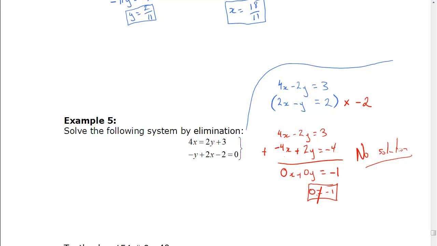So that's the 2 examples on elimination. Make sure you do more practice. In the next lesson, we're going to go ahead and start talking about determinants, which is another way that we can solve these systems of equations.